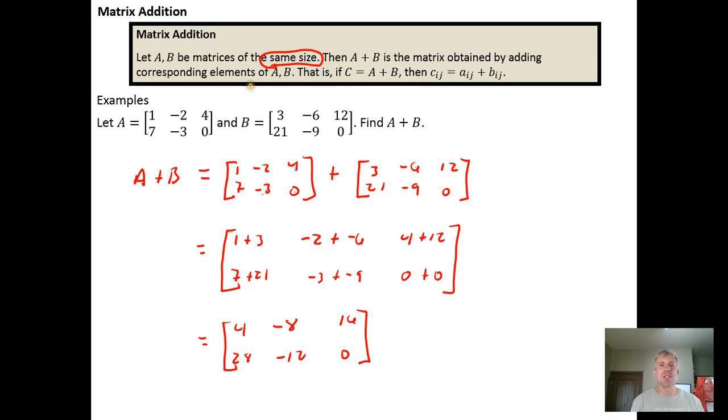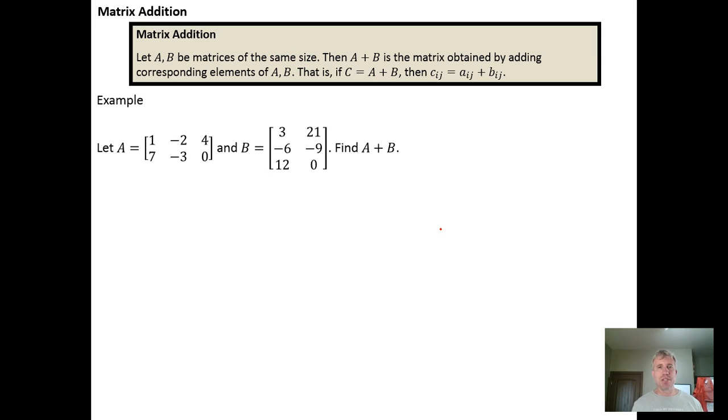So the matrices have to be the same size. This is a 2 by 3, and it can only be added to a 2 by 3 matrix. And when you're done, you wind up with a 2 by 3 matrix. If we were subtracting the matrices instead, so if this were a subtraction instead, we would just subtract corresponding elements.